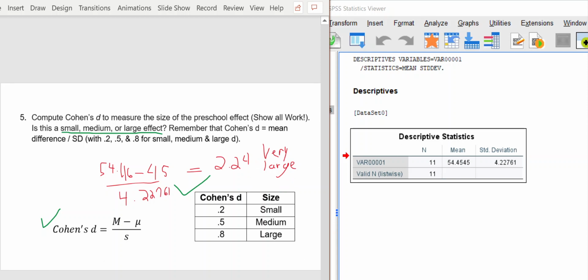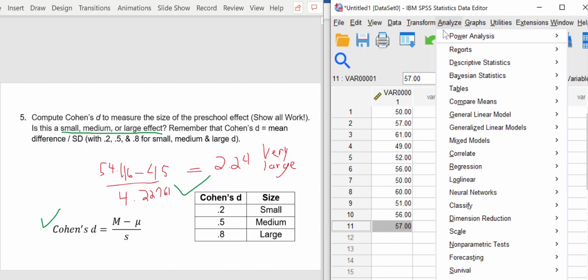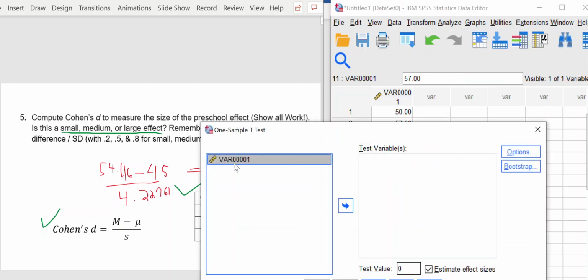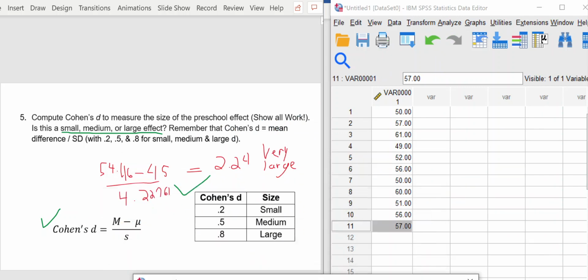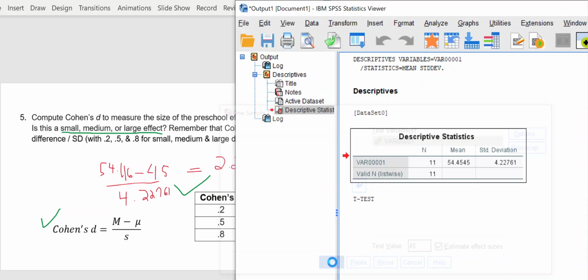One last thing is you're supposed to calculate a one sample t-test in SPSS. You would go into Analyze and then Compare Means, because that's what you're doing with a one sample t-test. Go to One Sample T Test, and this is our variable with all our values. We move that over, and our test value is your population mean, which in this case is 45. Then you press OK.